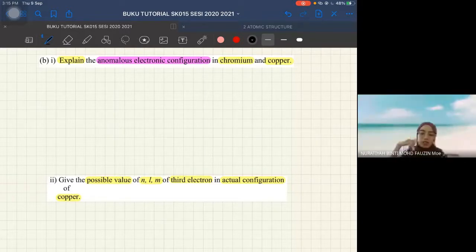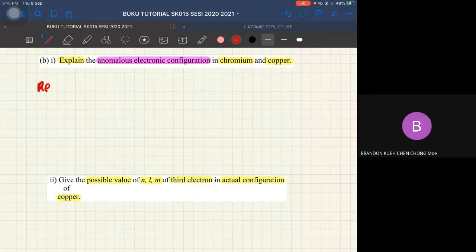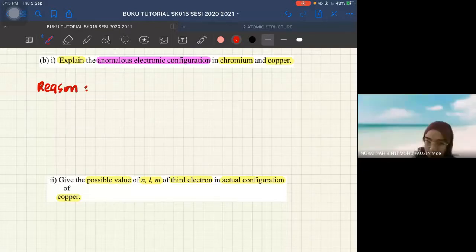So it means that in this case, for electronic configuration, your chromium and copper do not follow the Aufbau principle. If we follow the Aufbau principle, our electronic configuration is like this, but the actual electronic configuration for chromium and copper is different. So how are we going to explain this? First we state the reason for the anomalous electronic configuration. Inconsistent with the Aufbau principle.